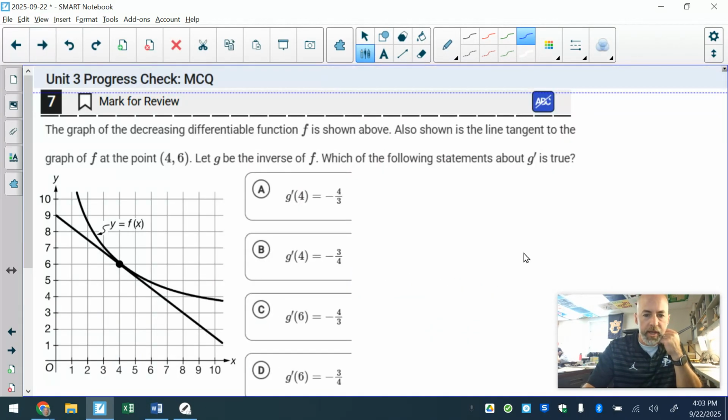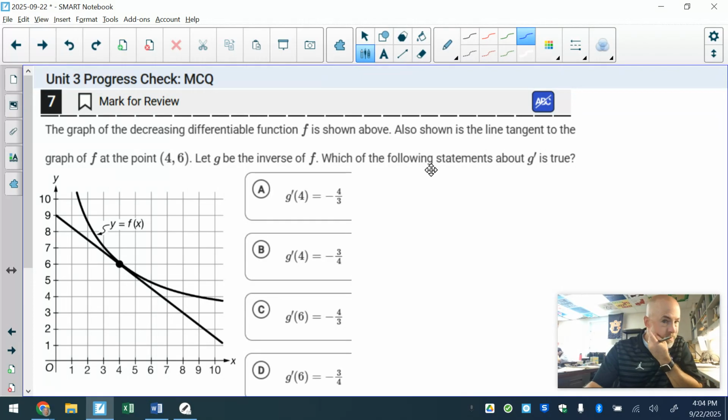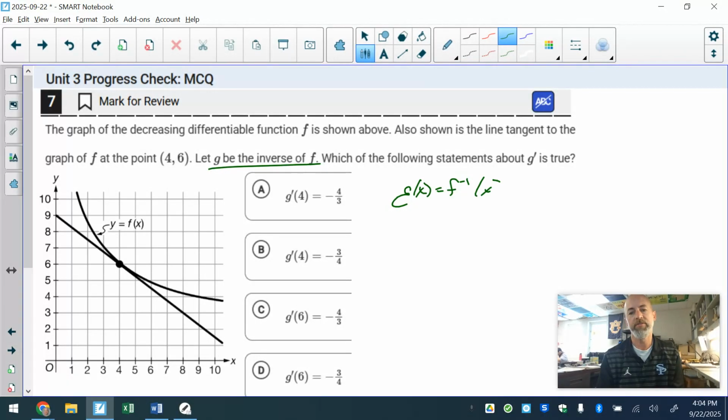Let's see, number 7. The graph of a decreasing differentiable function f is shown. Also shown is the line tangent to f at 4, 6. G is the inverse of f. I'm going to translate that because that can be written as g equals f inverse.